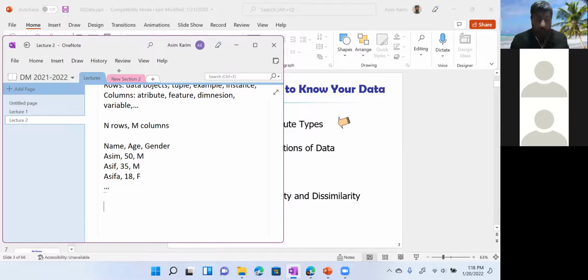All right. So now let's quickly go over data attributes, their types and their characteristics. And then we'll quickly discuss some ways of characterizing. Remember we talked about characterization?